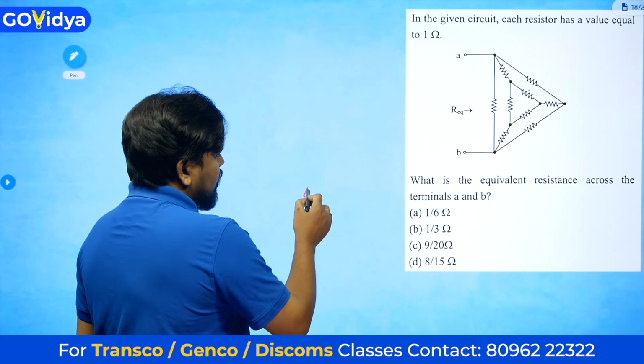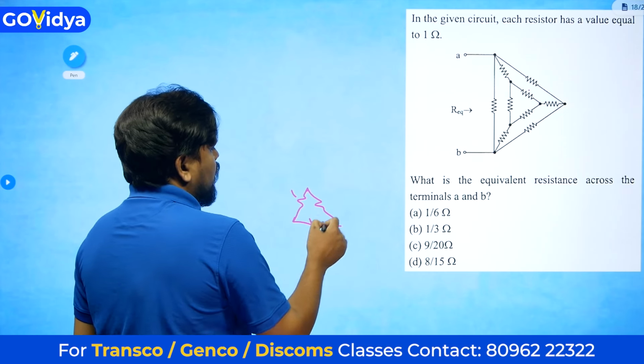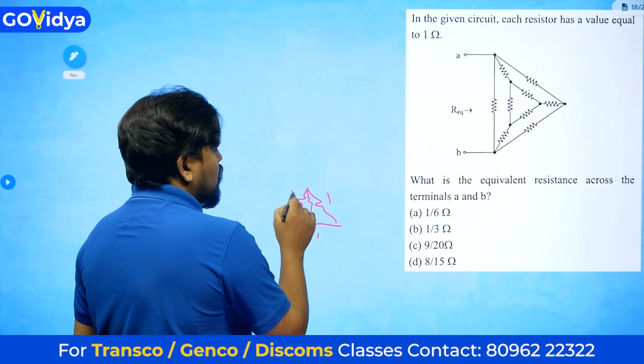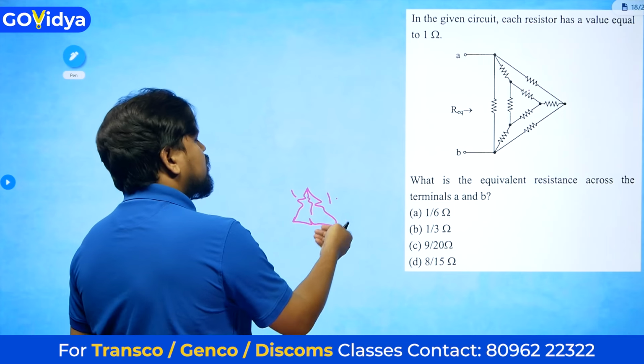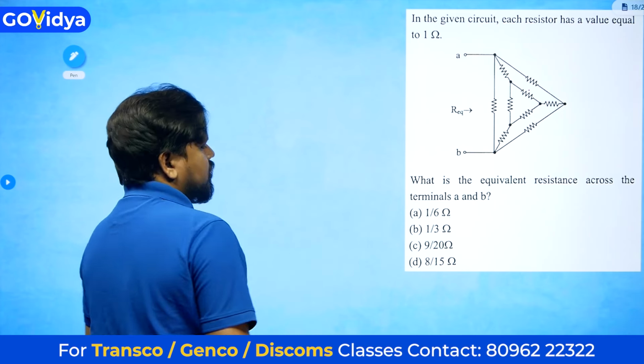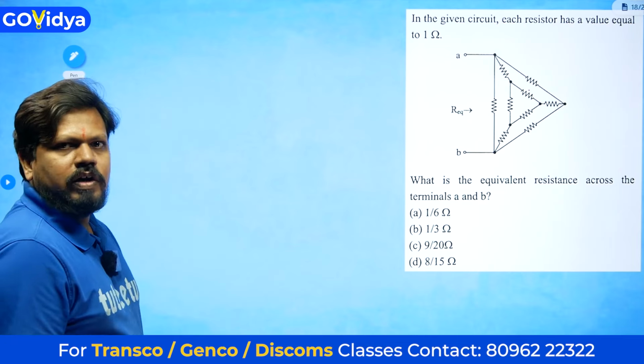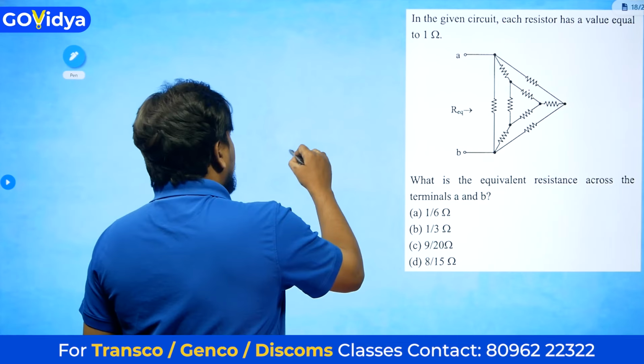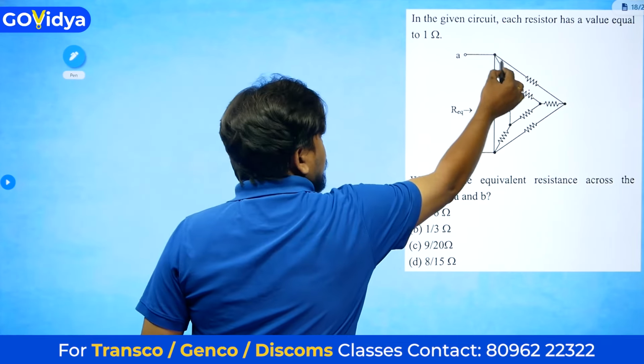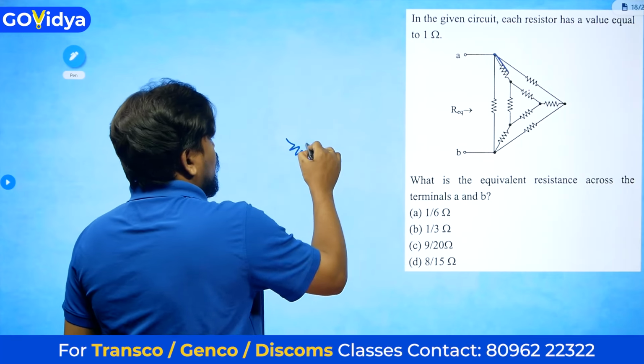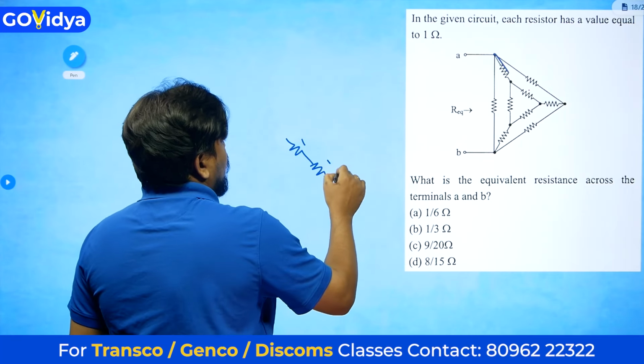Okay, so whenever it is a delta connection like this, with 1, 1, 1 ohm, the resistance in each branch is 1 into 1 divided by 1 plus 1 plus 1, which means 1 by 3, 1 by 3, 1 by 3 you will get. So no need to solve again. Directly we need to get one branch. So this branch I'm just writing: 1 ohm and the next 1 by 3.